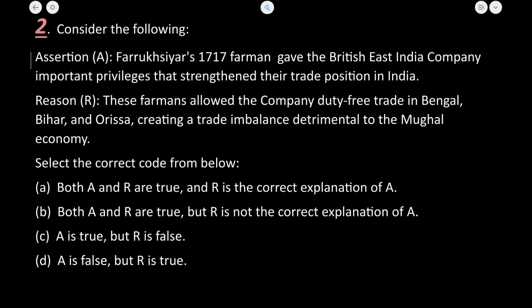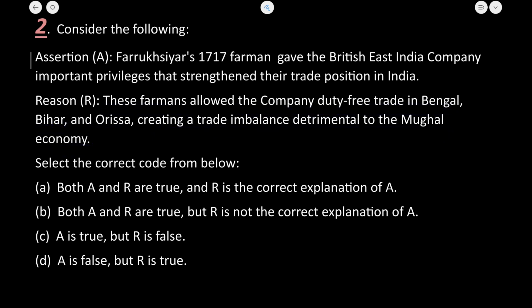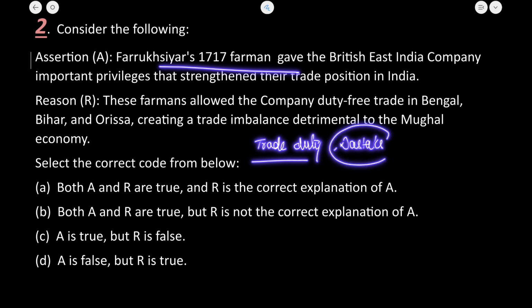Then let us see the reason. These farmans allowed the company duty-free trade in Bengal, Bihar, and Odisha, creating a trade imbalance detrimental to the Mughal economy. So this is absolutely true, as we know that in the medieval and later medieval era, these farmans that were given, some type of trade duties, dastaks, which were the trade passes, were issued to the East India Company.